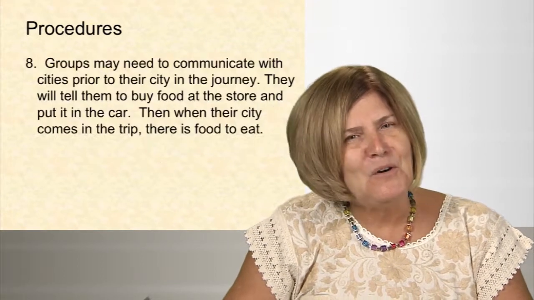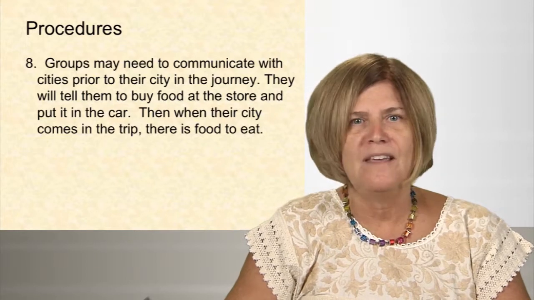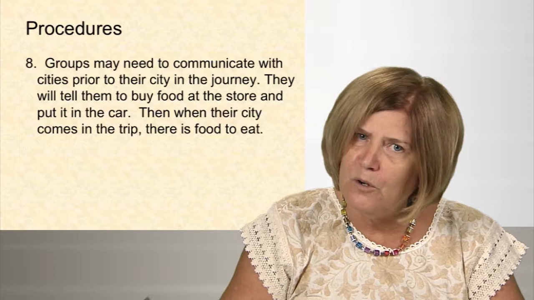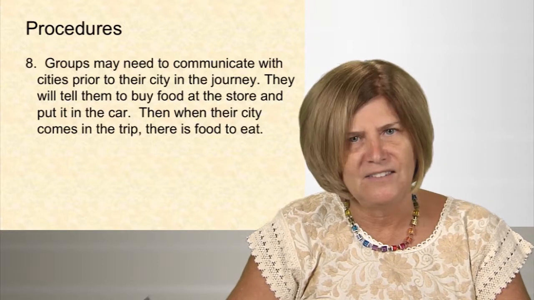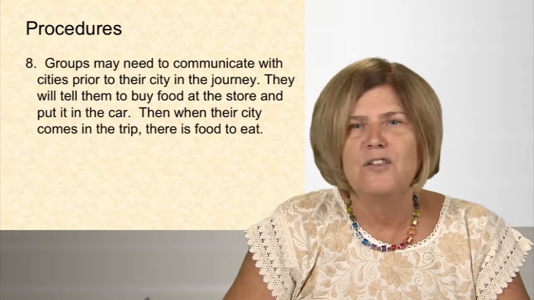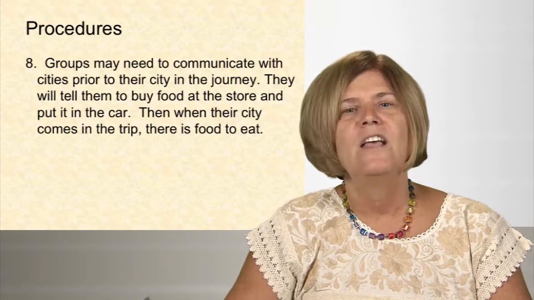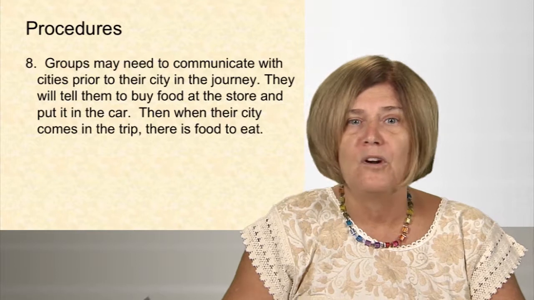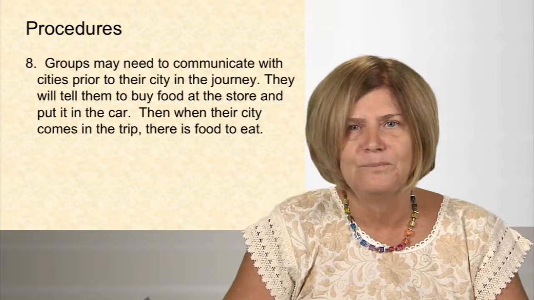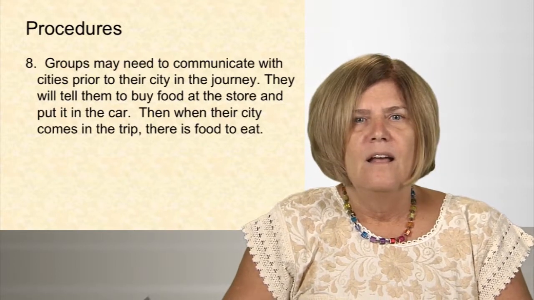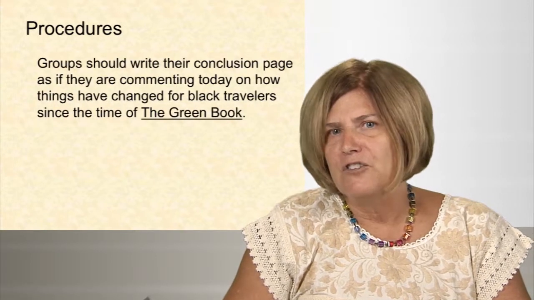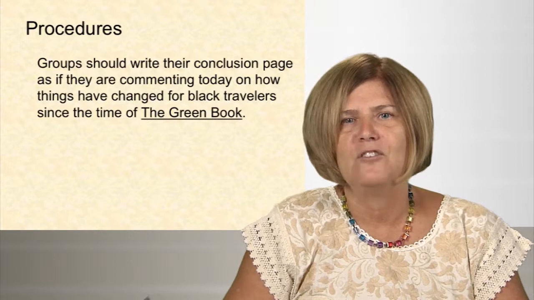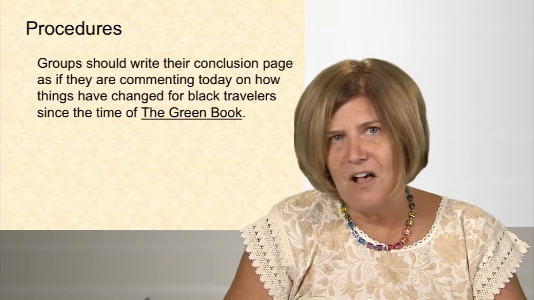Now, what's also important is groups may need to communicate with the cities prior to their city in the journey. In other words, the Holbrook group might need to talk with Flagstaff or any other route places in case that they might need to stop and purchase food or look for other supplies and services. Groups should write their conclusion page as if they are commenting today on how things have changed for Black travelers since the time of the Green Book.